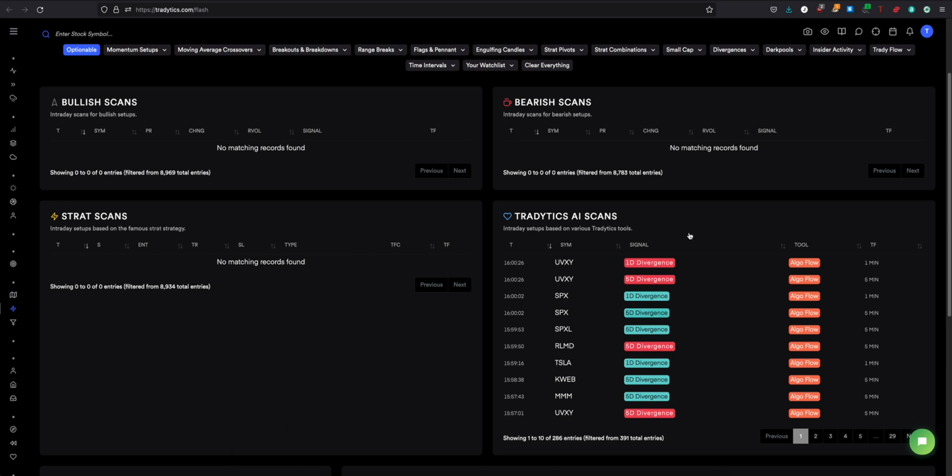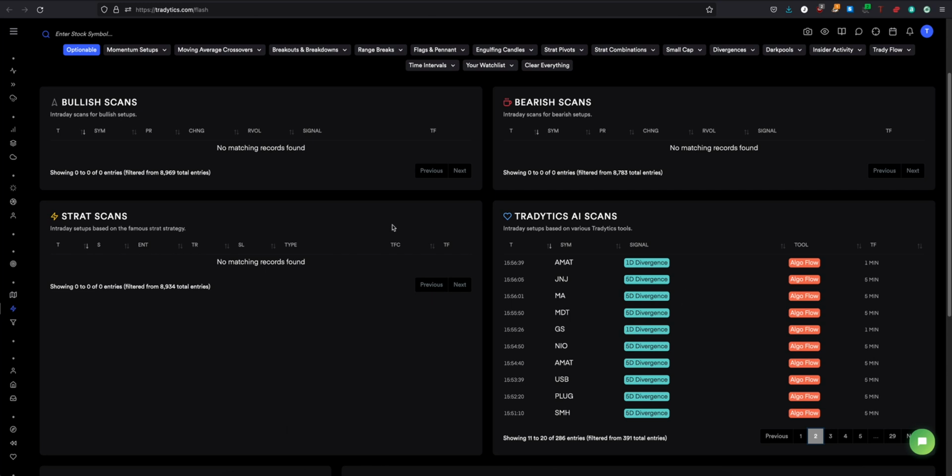But this is great also for the end of the day. So maybe you're looking to hold something overnight, or you're doing your prep in the evening. You can go through maybe the last hour or so of these divergences, and then you can pull up the individual tickers on the page we were just on and look at the flow and check it out on different time frames, and you can identify plays like that.